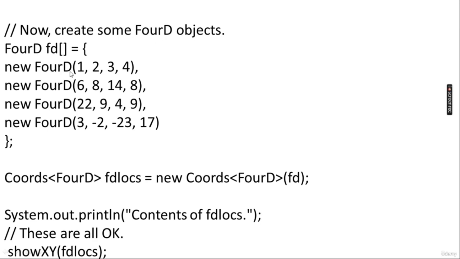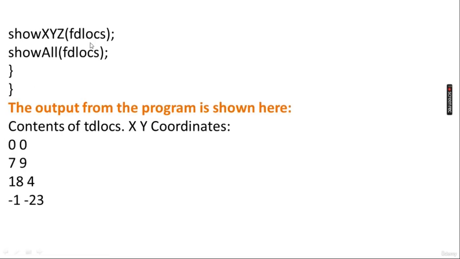Then now create some 4D objects. Four 4D objects are created and stored in the 4D object array. And here also a new Coordinates object is created and this 4D array, fd, is passed over here. Then the contents of fdlocs: here all the method calls are okay, because for showXY the upper limit is 2D, and it is allowed because above 4D there is 3D, above 3D there is 2D. Then showXYZ, its upper limit is 3D, and above 4D there is 3D available, so you can work with this. Then showAll with fdlocs: it is a 4D itself, so the upper limit is 4D, so you can go with this method.